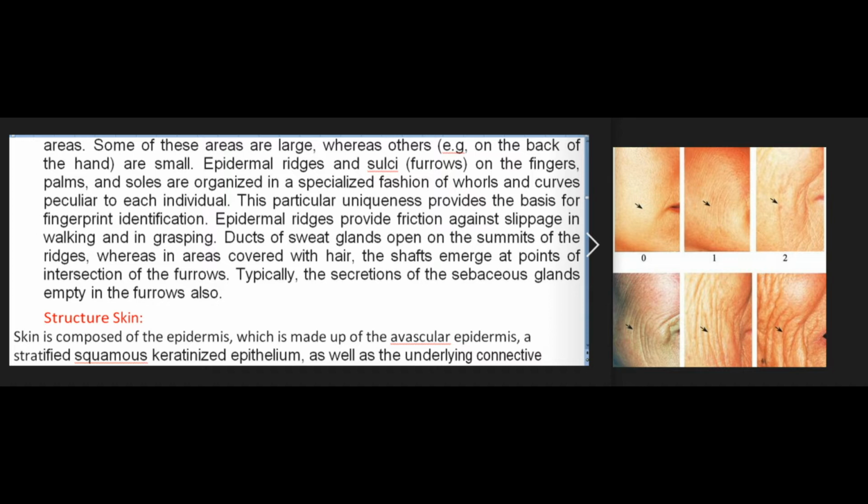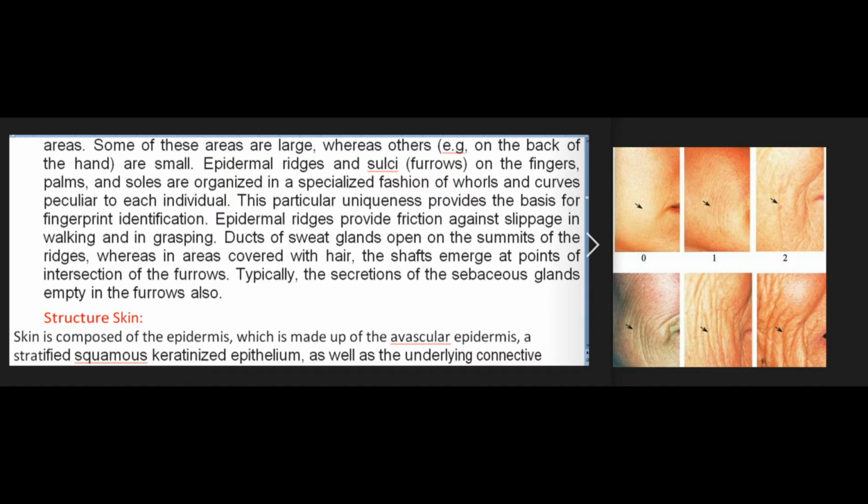Ducts of sweat glands open on the summits of the ridges, whereas in areas covered with hair, the shafts emerge at points of intersection of the furrows. Typically, the secretions of the sebaceous glands empty in the furrows also.